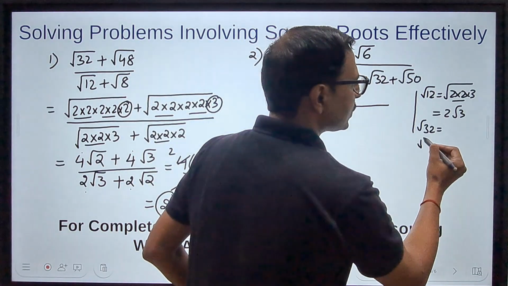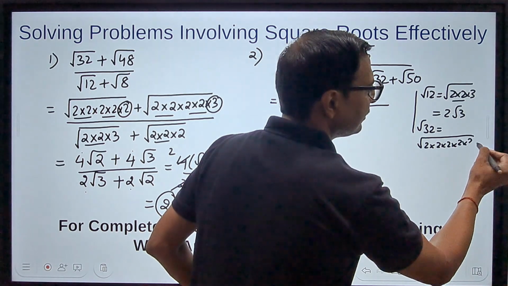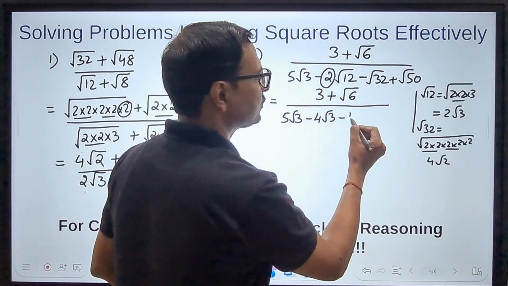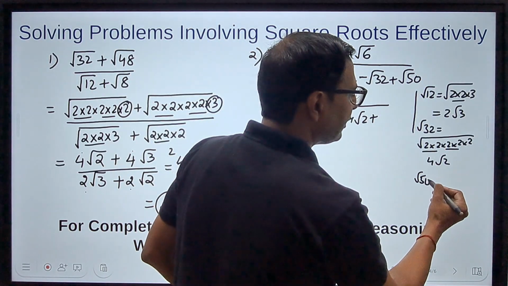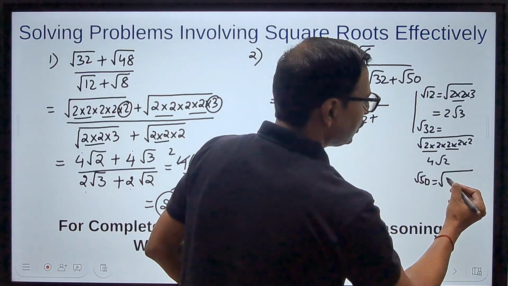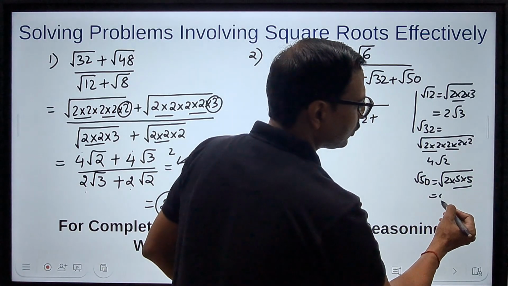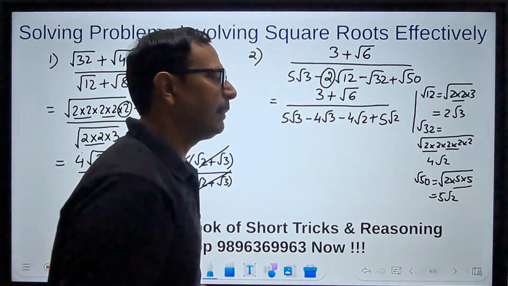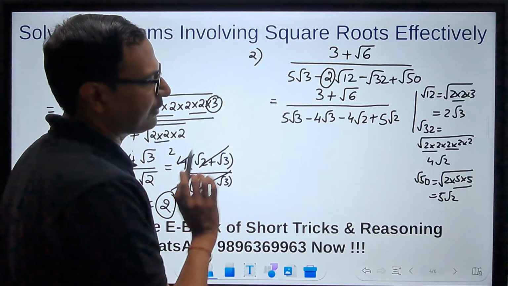And then root 32 is the square root of 2 times 2 times 2 times 2 times 2, 5 times, right? So 4 root 2. So I'll write this as 4 root 2, and finally the root 50 will be root 2 times 5 times 5, so 5 forms a pair, so 5 root 2. See how quickly we can actually simplify them by having the basic knowledge of square roots. So what are we going to do now?